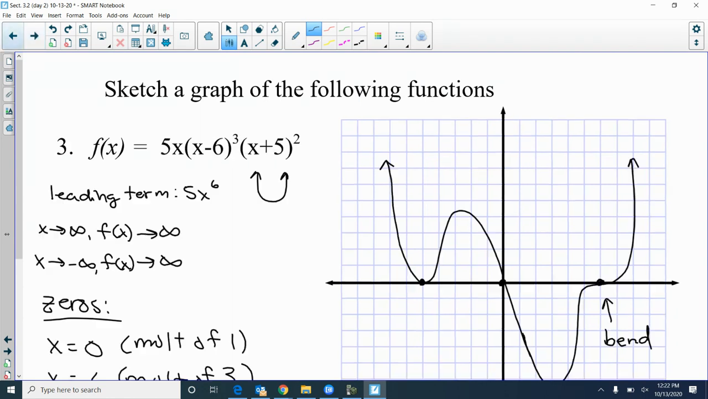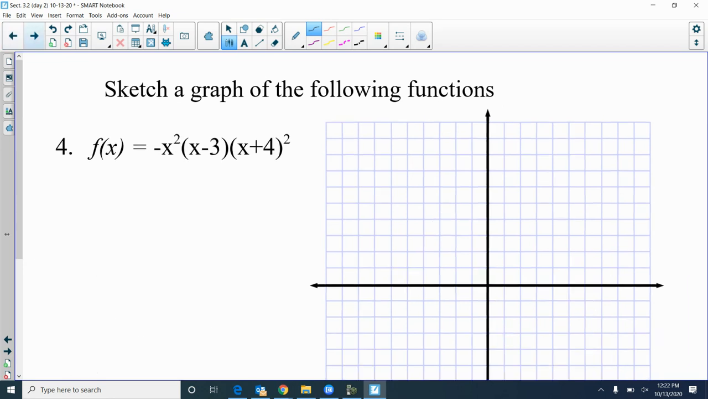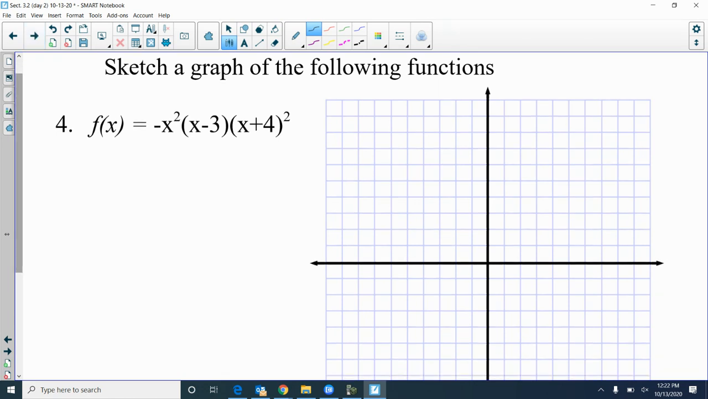All right, let's take a look at, we got two more that I want to make sure we get through here together. So negative x squared, x minus 3, x plus 4 squared. Leading term. Take this negative into account too. So it's negative x squared. Take that negative with it. And then we multiply it by an x and then an x squared. So it looks like I get negative x to the fifth. So the highest degree has to be fifth degree.